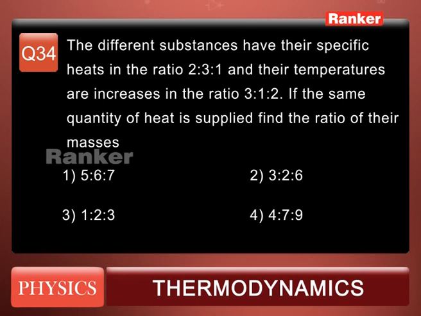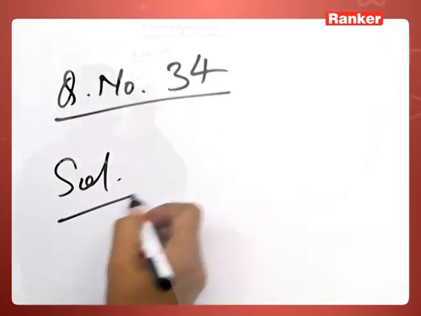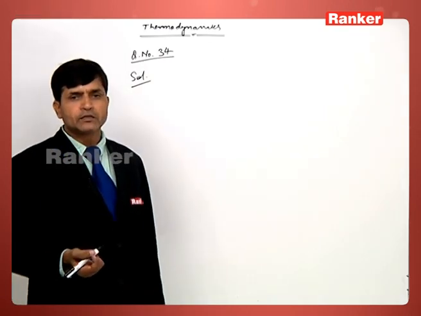Question number 34. The different substances have their specific heats in the ratio 2:3:1 and their temperatures are increased in the ratio 3:1:2. If the same quantity of heat is supplied, find the ratio of their masses. First is 5:6:7. Second is 3:2:6. Third option is 1:2:3, and the fourth option is 4:7:9.